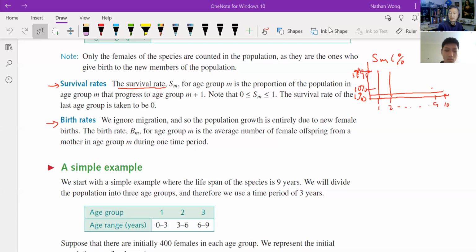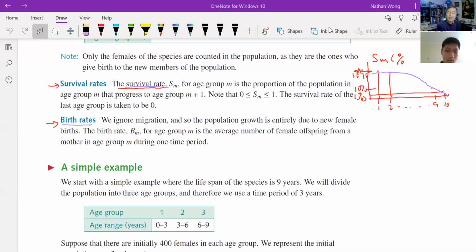And it goes to 0. That is the survival rate. Let's go to the birth rate. This is a small society, isn't it? It's a very small society. So if there are no migrants, there's no migration, so the total number stays constant, okay?